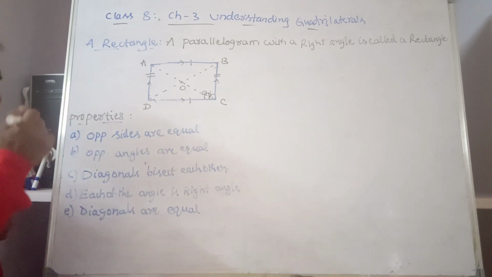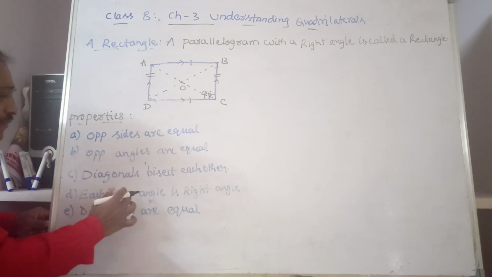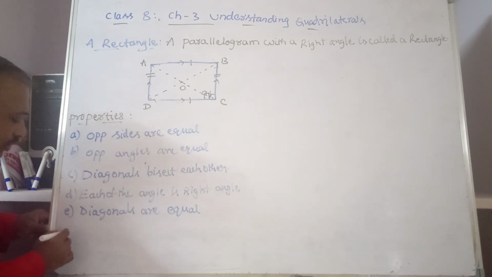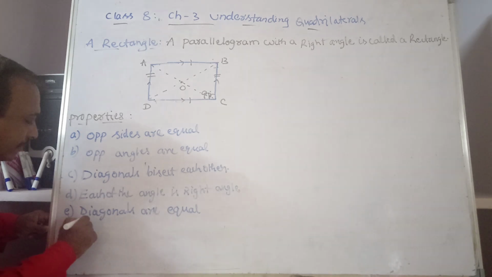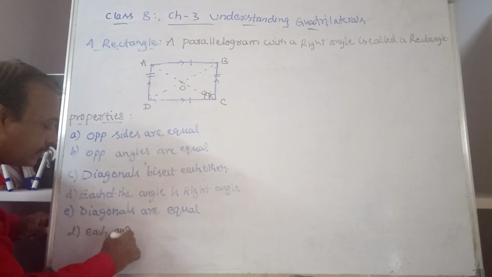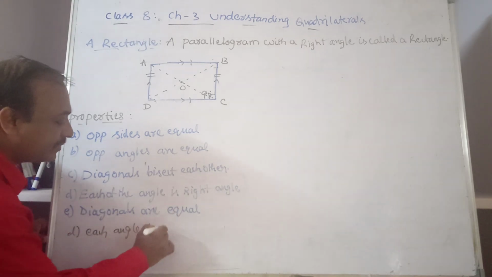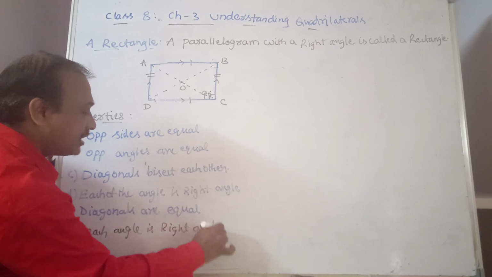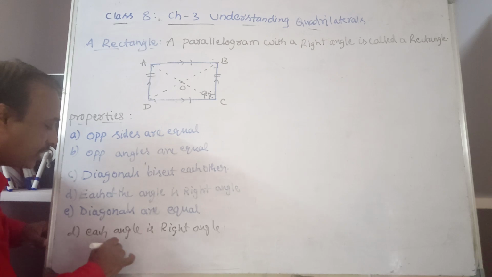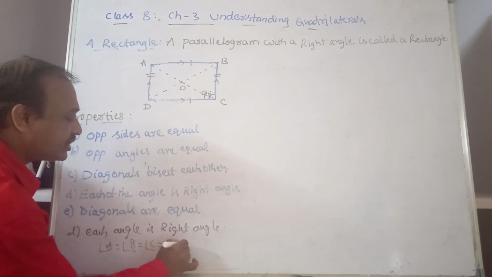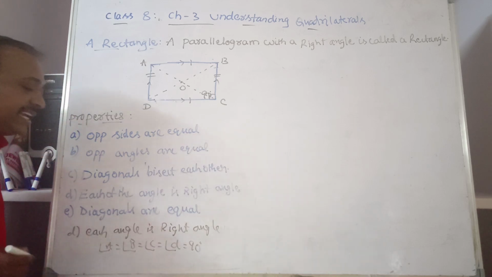Now you see, each angle of a rectangle is a right angle. So for the fourth property, each angle is a right angle. Each angle is a right angle means angle A is equal to angle B is equal to angle C is equal to angle D is equal to 90 degrees.